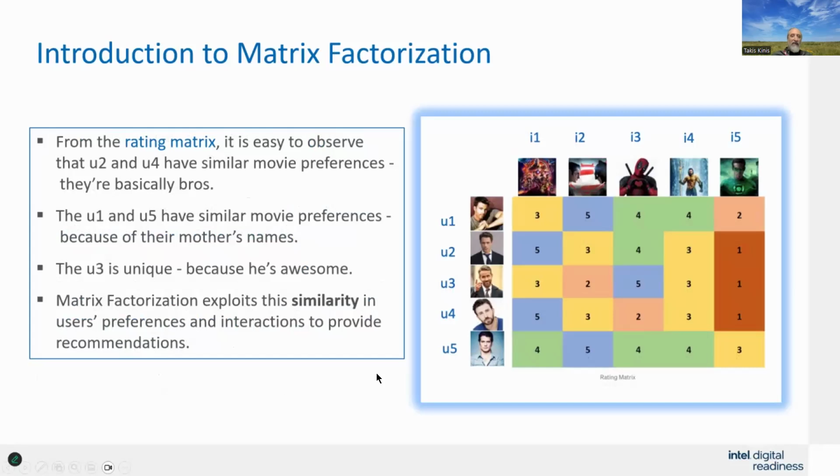It says from the rating matrix, it's easy to observe that some of the users have similar tastes. For example, they're pointing out that user 2 and user 4 seem to like the same things. They differ on this one, where one likes Deadpool and the other doesn't. Or is that Spider-Man? So they differ on that one, but basically their tastes are the same. They also notice that user 1 and user 5 have similar tastes. And user 3 is unique because he's awesome.